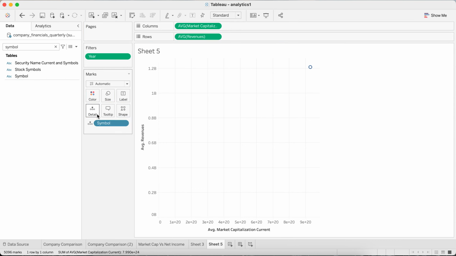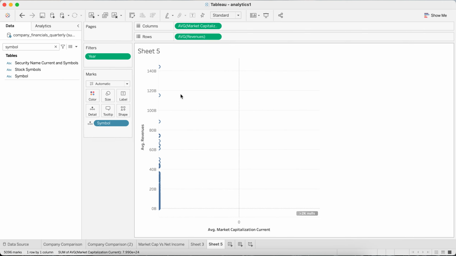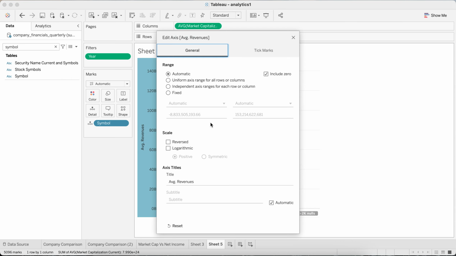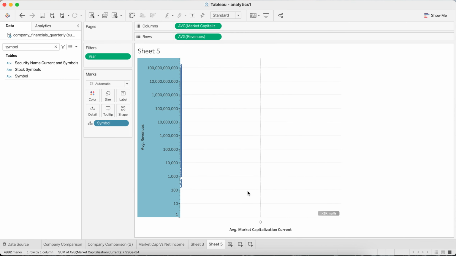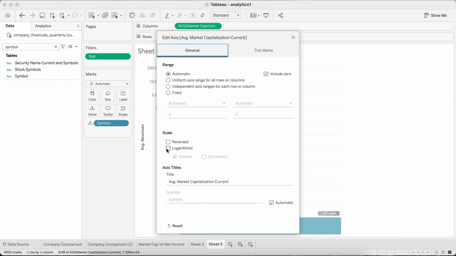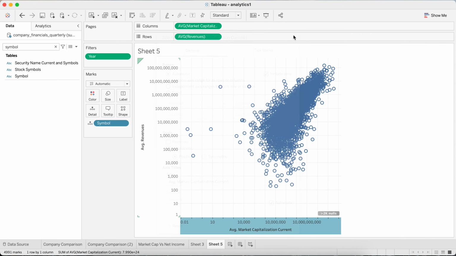to the details. Now, one thing you notice right away is that the data gets heavily skewed. So what we want to do is edit our axis to show the data logarithmically. And same thing for market capitalization. And this is because the data is not linearly distributed in the stock market.